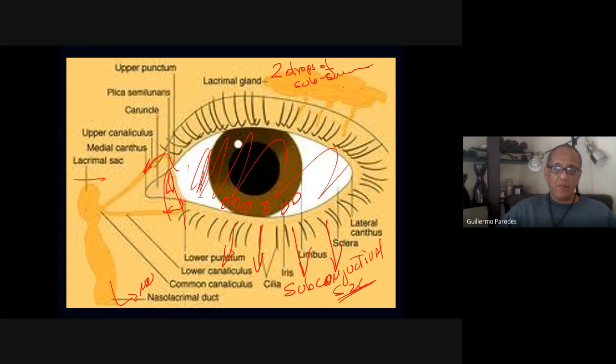This is your finger, and press here. Pressing here, you're going to block the exit of the fluid. You keep it for 1 minute, that's enough, and then you release, and then the fluids are going to start draining. So what is the purpose of this?